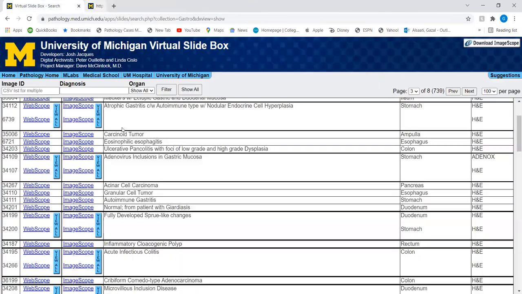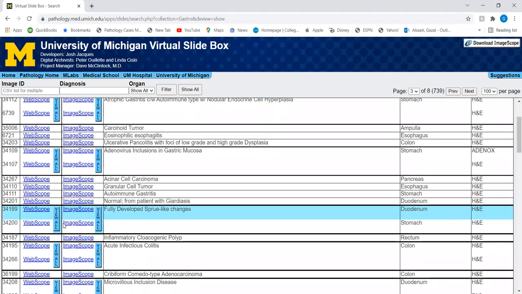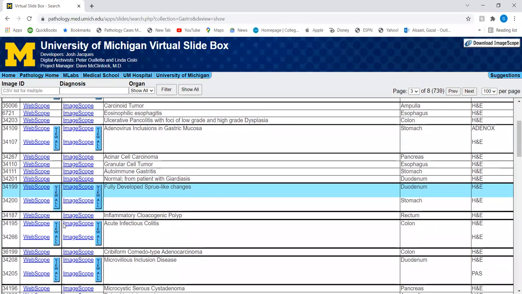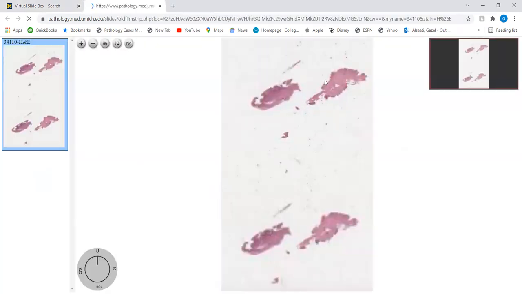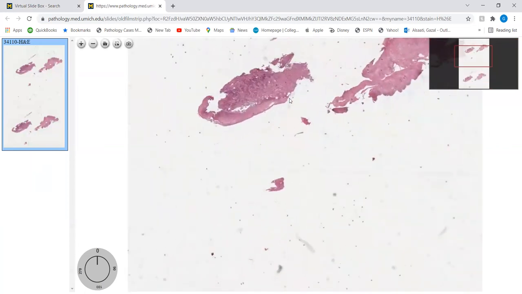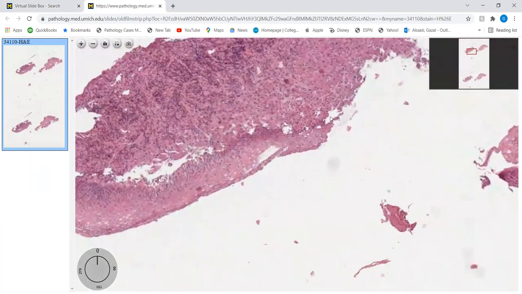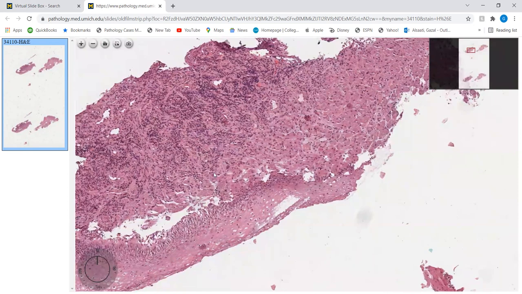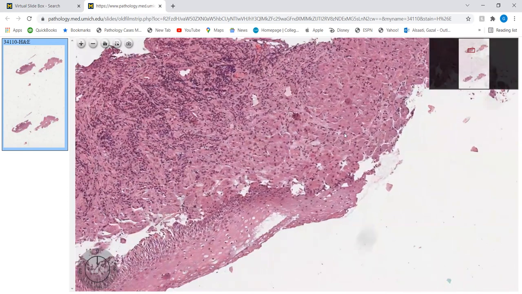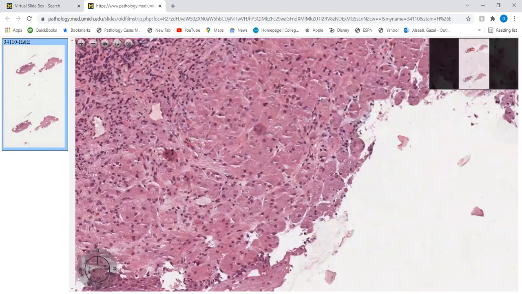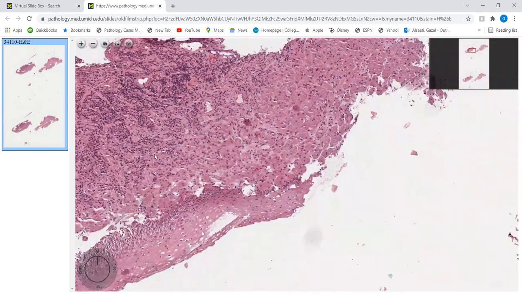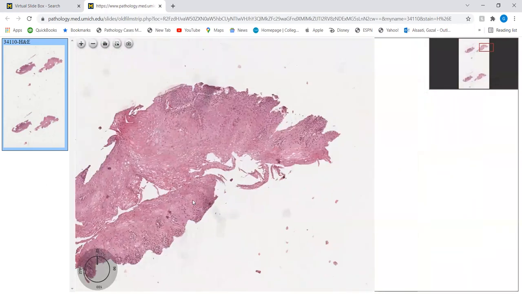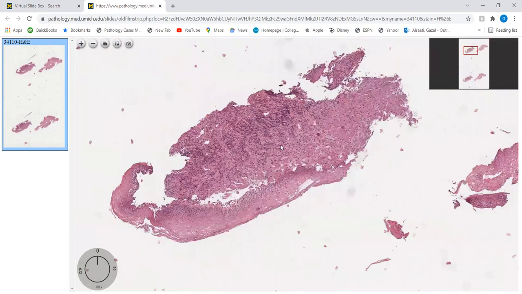I will do one more. Which one? Should we do the granular cell tumor of the esophagus? Let's do that. Okay, that's not as difficult, right? Because you can see all of these pink eosinophilic granules. And definitely it has to come to your mind to rule it out. So you will do your S100 and you will rule it out.